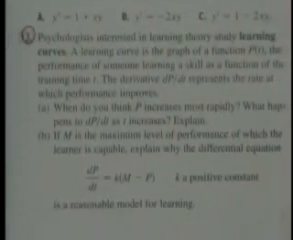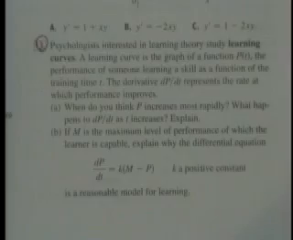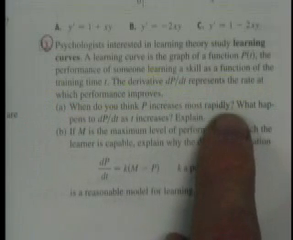What about say 13 here? Just because this is a good model there. So in this case, it was a learning theory. Okay, and they're looking at learning curves here, and they're thinking that P is the performance of someone learning a skill as a function of training time, and the derivative represents the rate at which performance improves. So when do you think P increases most rapidly?